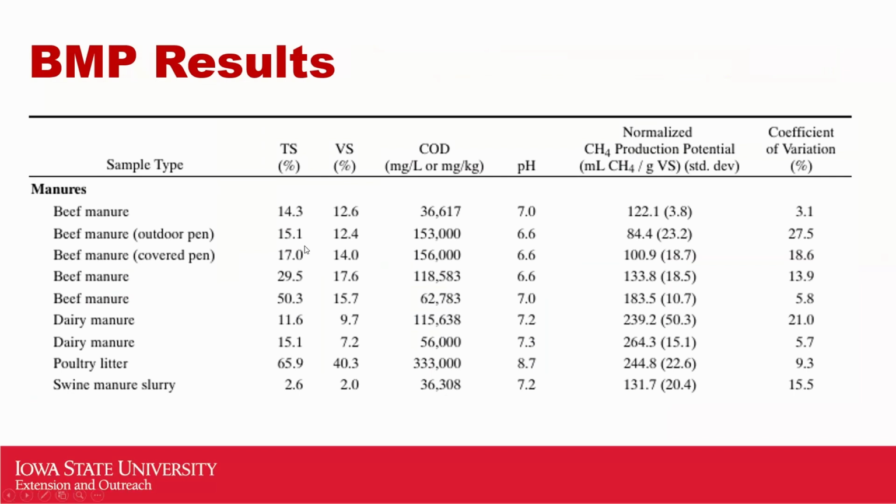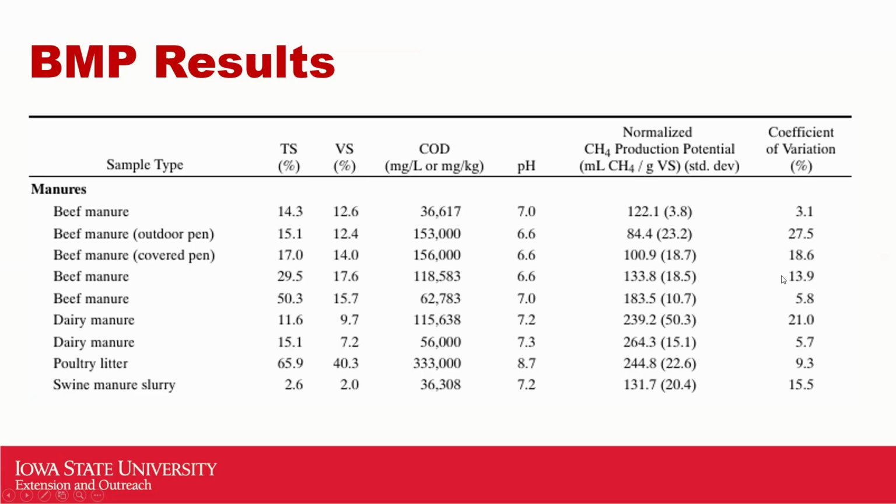So there you can see a bunch of different manure types, the solids content, the volatile solids content, the COD, the pH, and then in this case, they normalized the total cumulative methane production over the length of the test by how much volatile solids you started with. And you can see a decent variation, right? The variation they're reporting is that for the first beef manure, one bottle to the next varied by 3%. On the second one, the outdoor pen, where you might be getting more dirt in some samples than others, there was more variation, right?